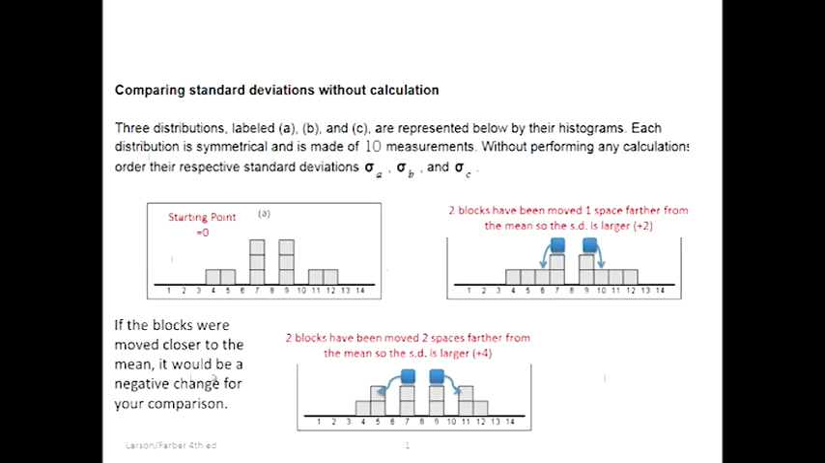If your block moved closer to the mean, then you would have a negative change. In this case, both times the blocks moved away from the mean, so your standard deviation increased, so we're working with positive numbers. But if they had moved closer, it would be a negative change for your comparison.